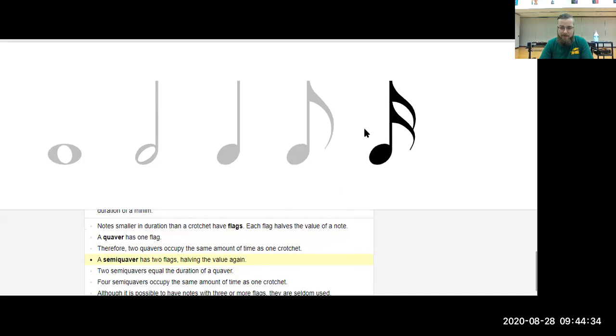So check my mouse out up here. This is a 16th note. Next to it is an eighth note. Next to that is a quarter note. Next to that is a half note. And all the way on the left is a whole note.